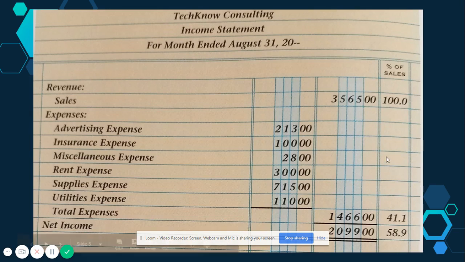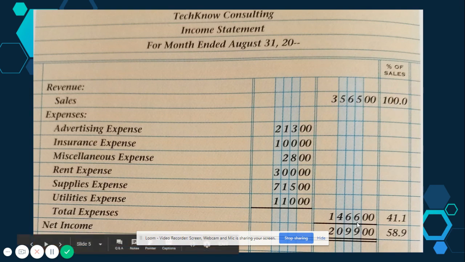Next would be the percentages of sales. In this column would be our number on the right column here divided by our total revenue. So in this case, we would take 3,565 divided by 3,565, and we get 100%.